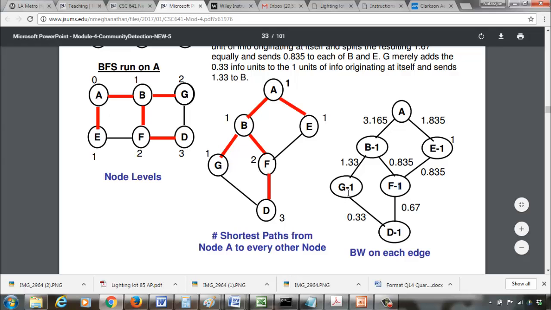G combines that with its own 1 unit of flow, so 1 plus 0.33 is 1.33, and G has only one predecessor, which is B. So it just sends that 1.33 to B.